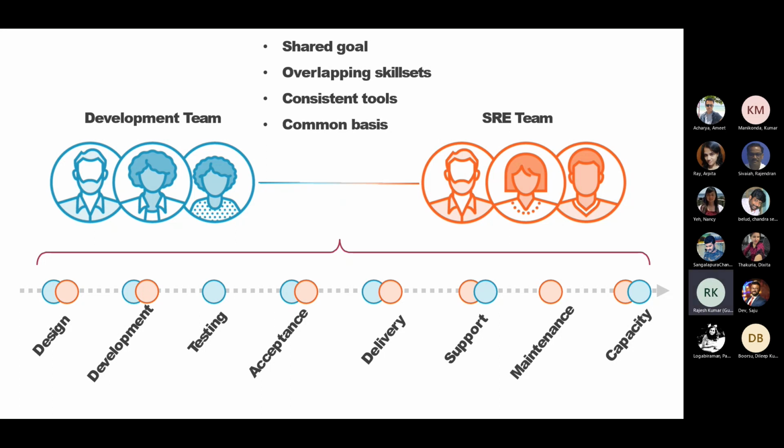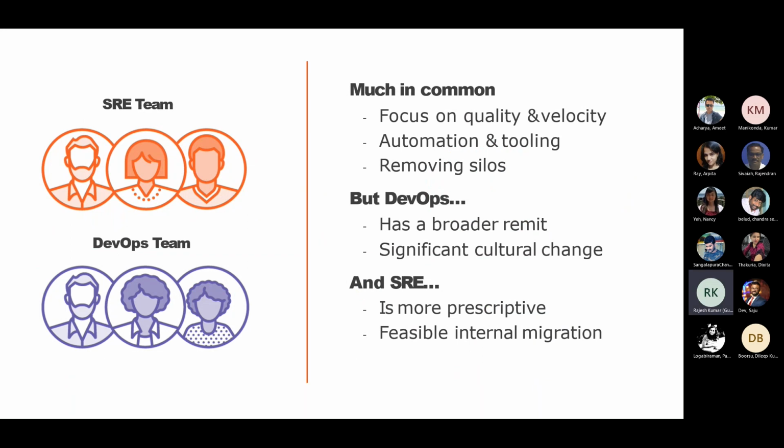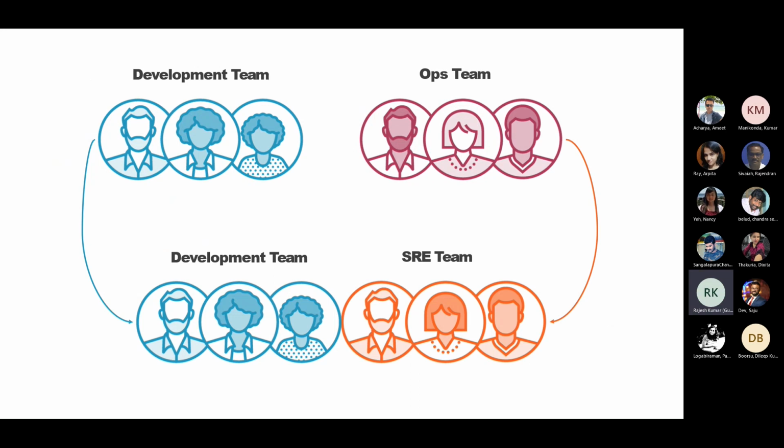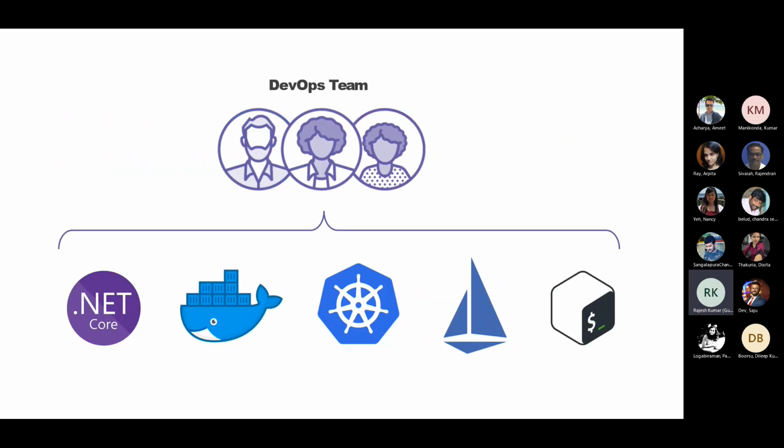So guys, are you understanding what I'm trying to talk about? Yes. So this is the SRE team. The SRE team and DevOps team have something in common. You have to decide: either put the development team and ops together and make it one team, that's called the DevOps team, or the development team remains a development team and the ops team slowly transitions to an SRE team, changing their mindset, culture, tool set, automations, and then let them work together. So this is the SRE team.